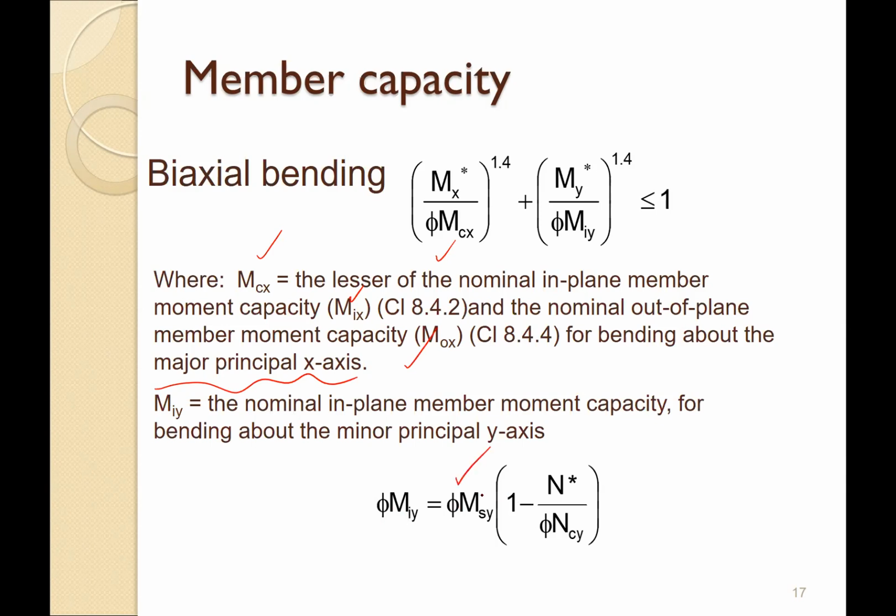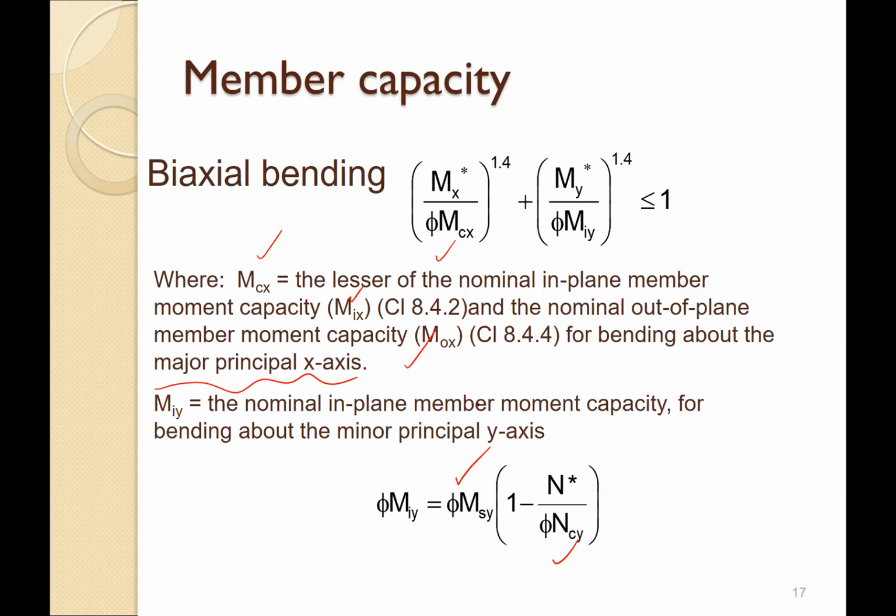It is based on MSY, is of course there, understood, and then you have NCY. So in this case, we are considering that yes, there is an axial force acting, N star, and then we calculate the member capacity, and that limits your nominal in-plane member moment capacity. Okay, so this is the case for biaxial bending, because you see that always there is a possibility of buckling about the minor axis, and which limits the capacity of that member when bending about the minor principal axis.